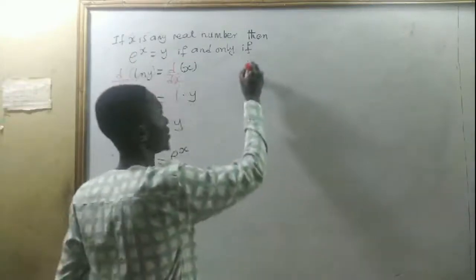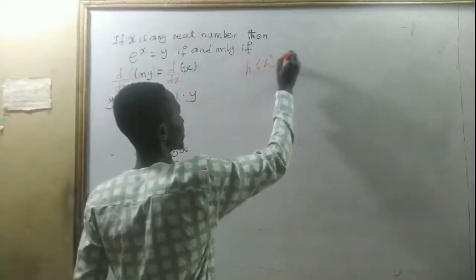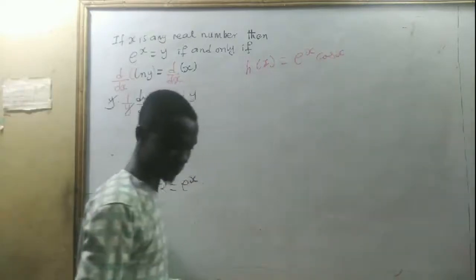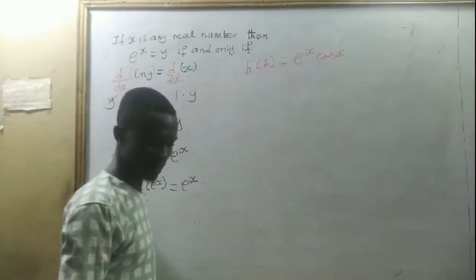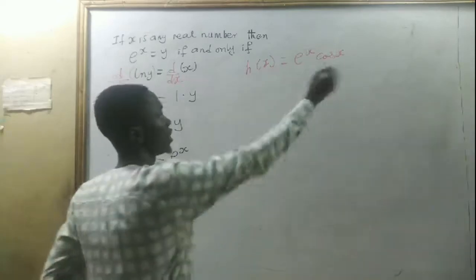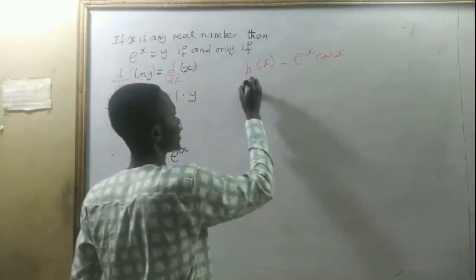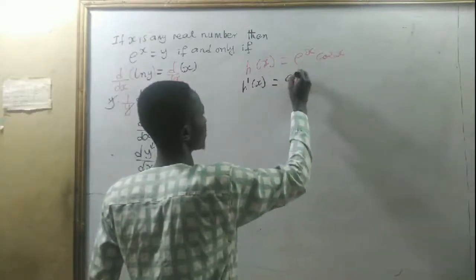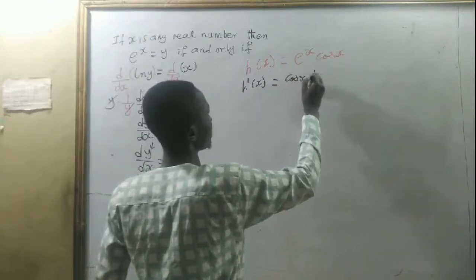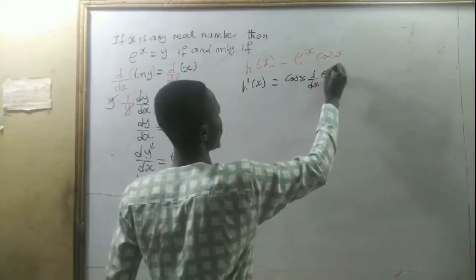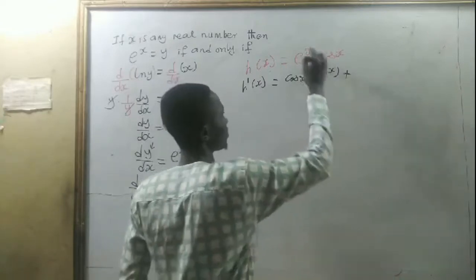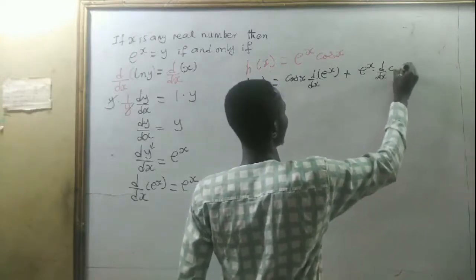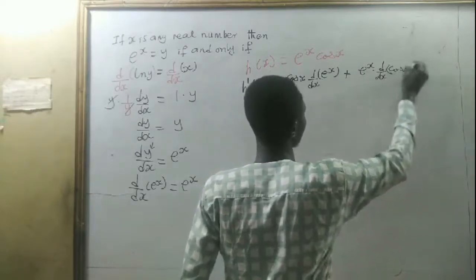Now let's take h of x is equal to e to the power x cosine of x. So how do we do that? Yeah, that's what I have here. So here we use the product rule. So here h prime of x is equal to, we will maintain cosine of x and then differentiate e to the power x with respect to x plus, we will maintain e to the power x and then differentiate cosine of x with respect to x.